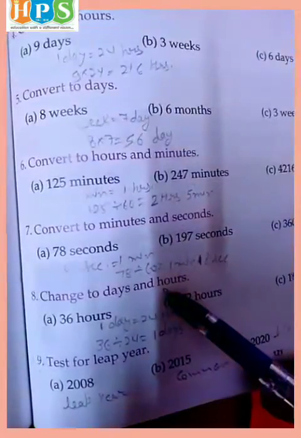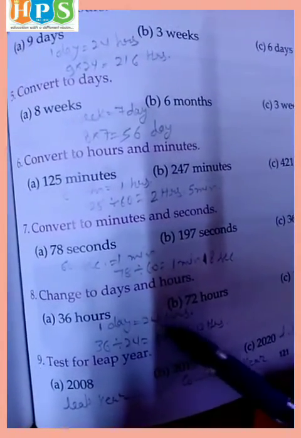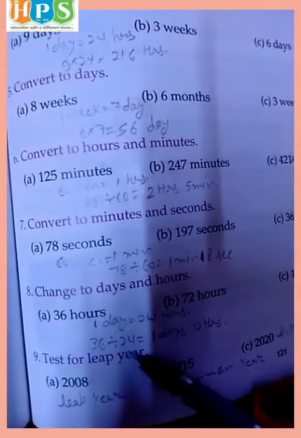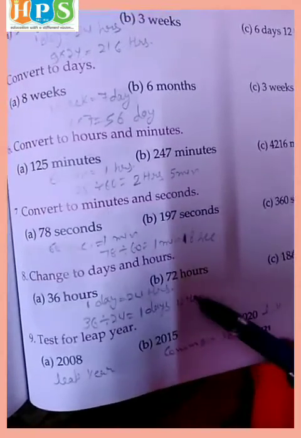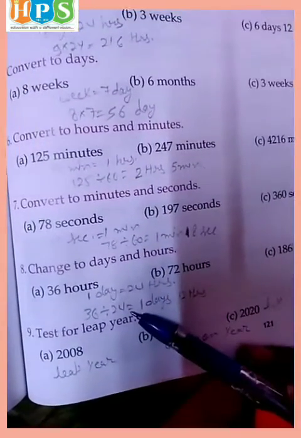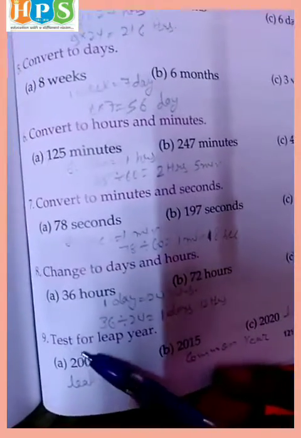Change to days and hours. 36 hours. 1 day is equal to 24 hours. So 36 divided by 24 is equal to 1 day 12 hours. 24 ones are 24 and what's left? 12. 12 hours.